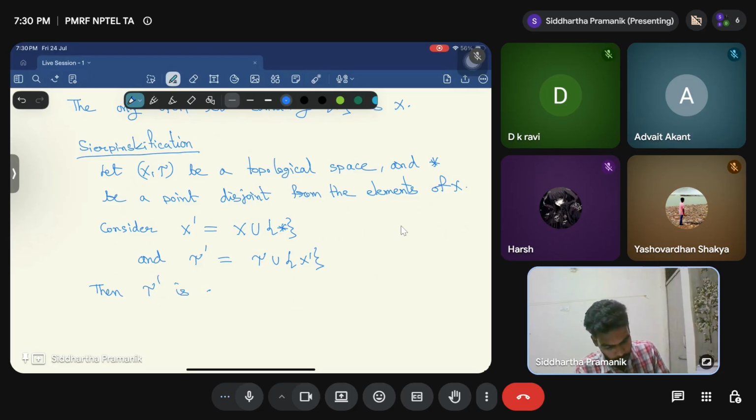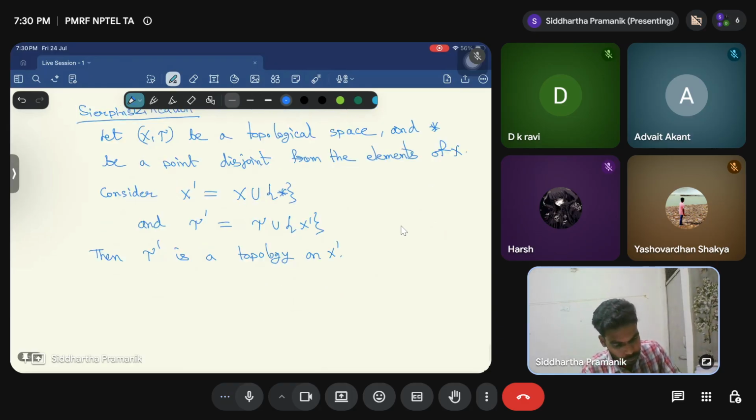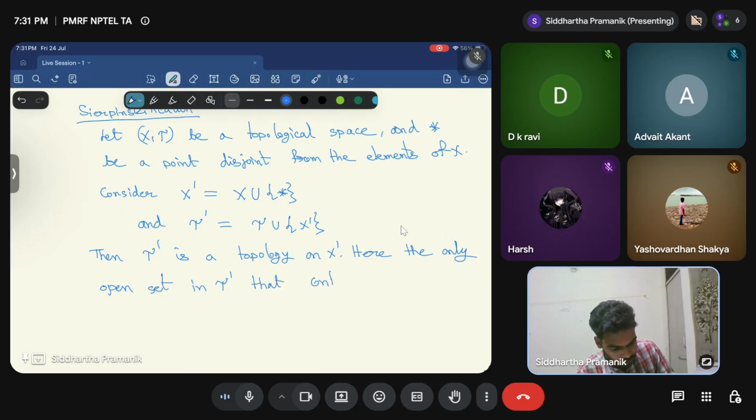Tau prime is a topology on X prime. And what is the speciality of this? Here, the only open set in tau prime that contains star is X prime. So this point star is called a Sierpinski's point.